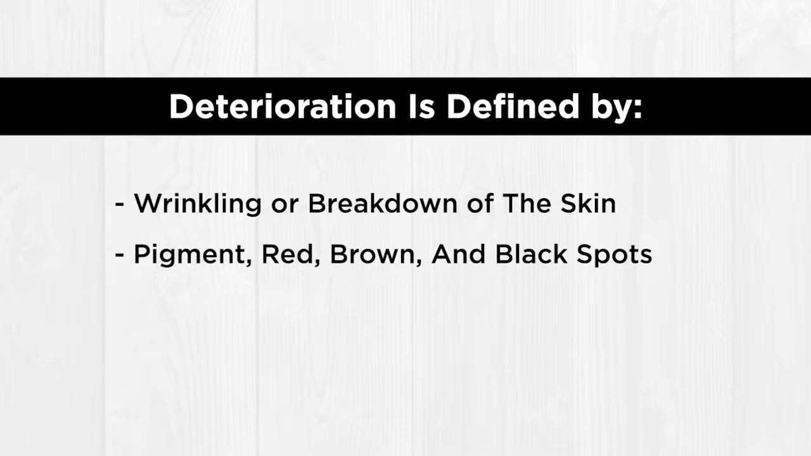Deterioration is mainly defined by wrinkling or breakdown of the skin. It can also be defined by pigment, red spots, brown, and even black spots in the skin. This deterioration occurs by either the environment, your hereditary descent, or most commonly, sun damage. Treatment includes lasers for rejuvenation and resurfacing, as well as appropriate skincare.